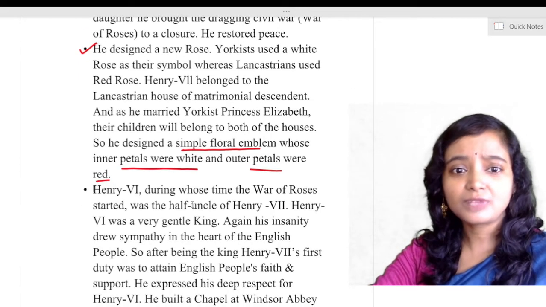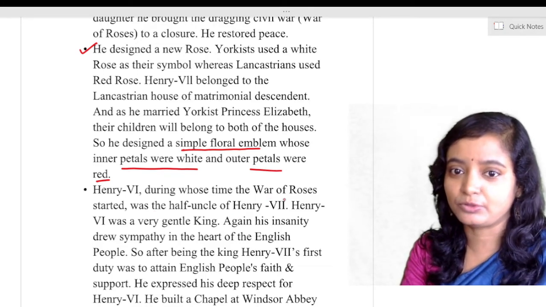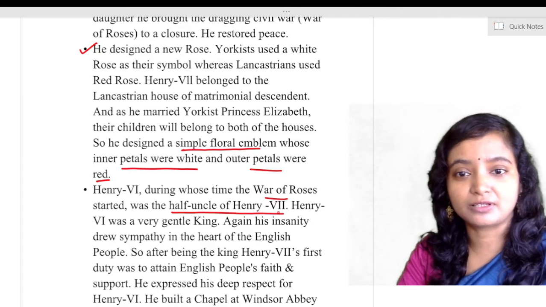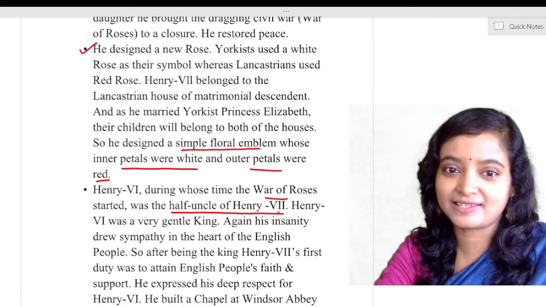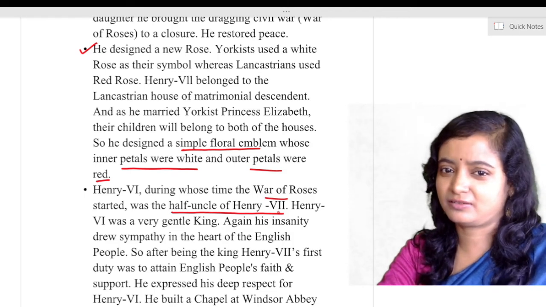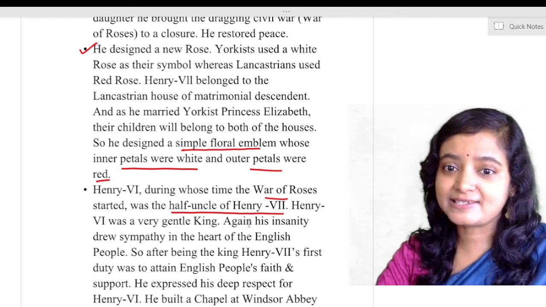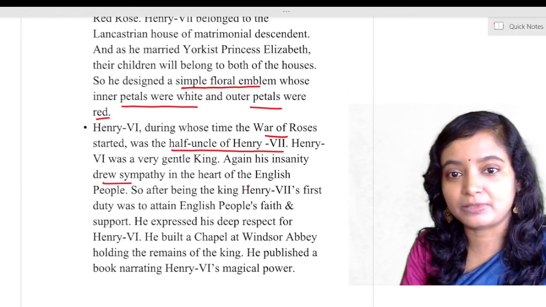Now Henry-VI, in whose time the War of Roses actually broke out, was the half uncle of Henry-VII. And Henry-VI was, most of the time, insane. He was just not physically and mentally strong. And his insanity drew sympathy in the hearts of the English people.